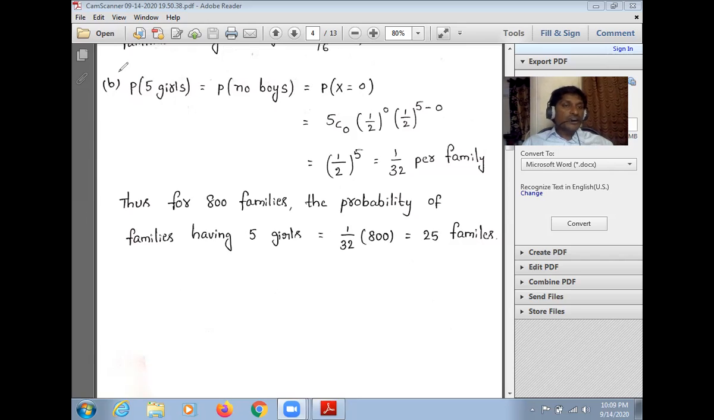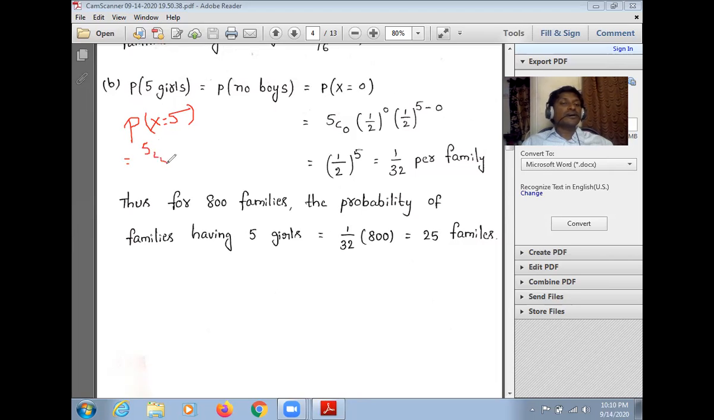So like this we can calculate. So P of 5 girls is nothing but simply, we can write, P of x is equal to 5. This one also we can write: P of x is equal to 5 or P of x is equal to 0. Do you get the same thing or not? See that P of x is equal to 5. It means in place of x, what do we have to substitute?